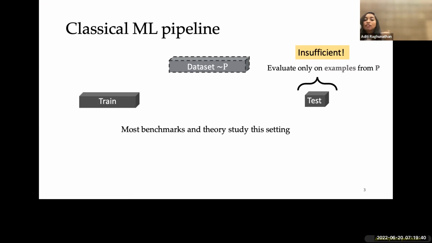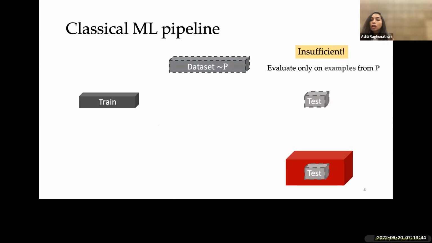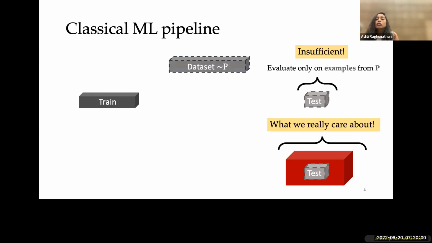But this is clearly insufficient if you think about real world performance, because what we care about is a wide range of examples that the model could encounter when it's deployed in the wild. And those examples are not going to be restricted to exactly being from the same distribution that the training data you used to train your model was from.